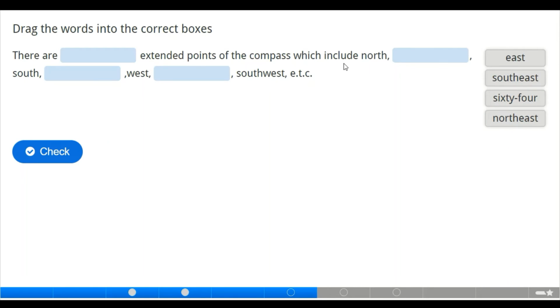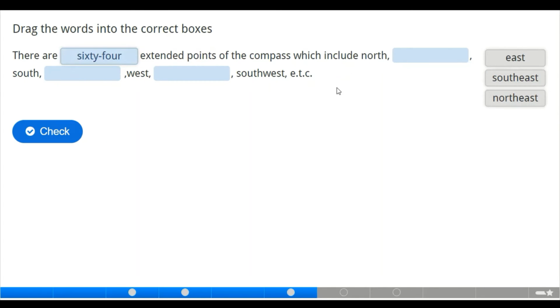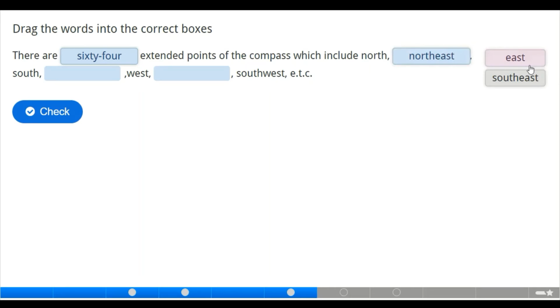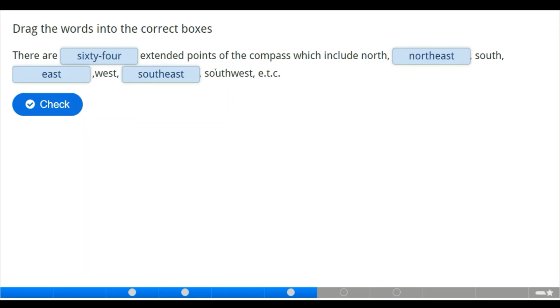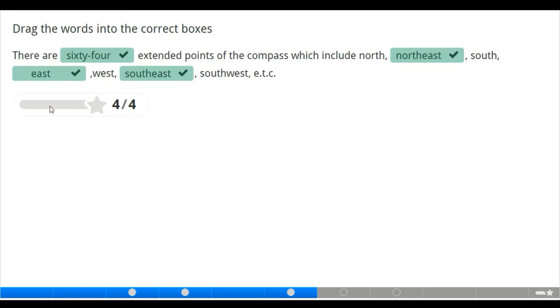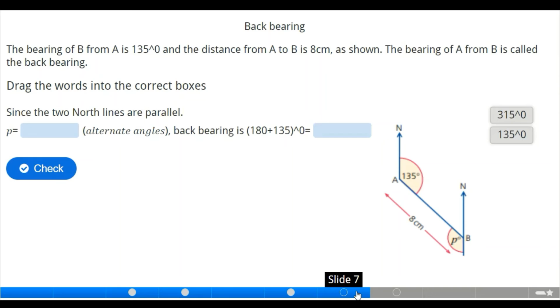So let's fix in these activities. There are 64 extended points of the compass, which include what? North. After north, we can have northeast. After northeast, we can have south. After south, we can have east. We have west, southeast, southwest, northwest. So we have 64 extended points of the compass. Okay, let's check our arrangements. We are cool. Now let's look at how to read a back bearing.